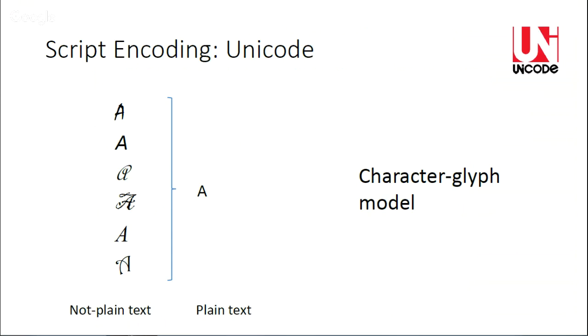And the basis of all of this variation standardization is the character glyph model. So basically what we say is that this capital letter A is plain text. And these are non-plain text, or another way to say it is rich text.